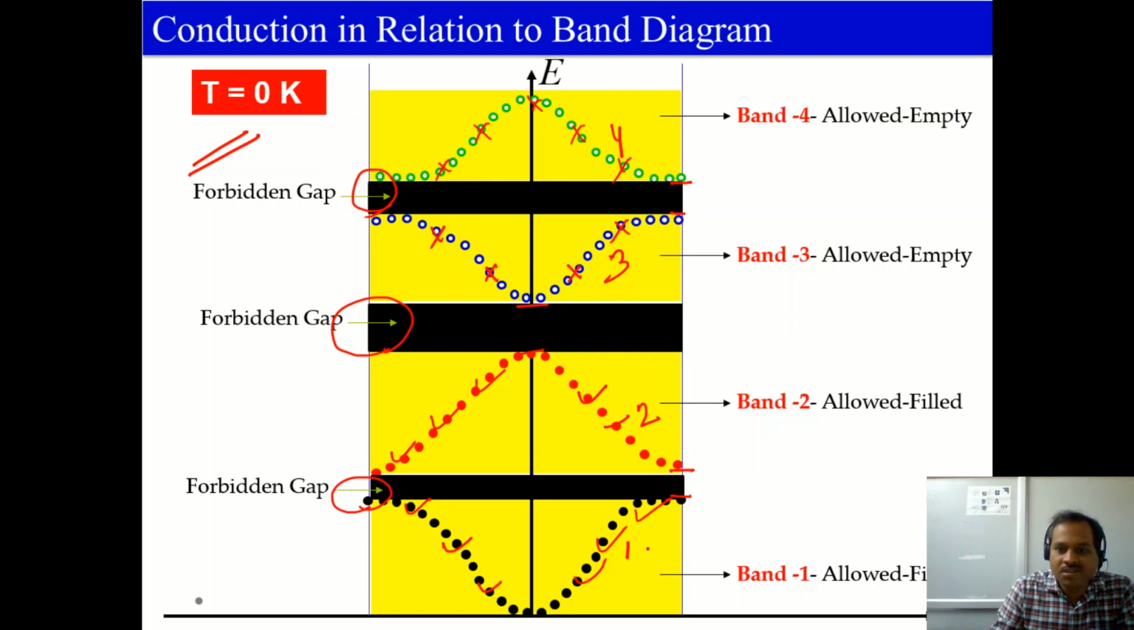So now the picture is clear. There are 4 bands. Out of these, 2 bands are allowed and they are completely filled, and the upper 2 bands, that is 3 and 4, are allowed bands but they are completely empty, and in between all the bands we are having the existence of forbidden region, at which there are no electronic states available to be occupied. So now let us try to explain the conduction for these 4 bands.